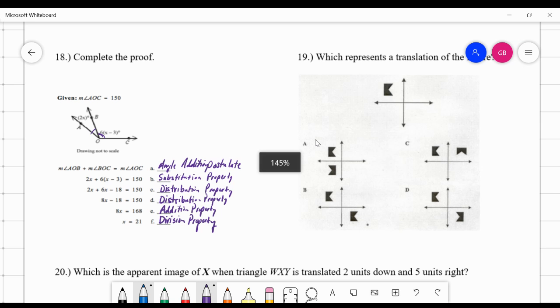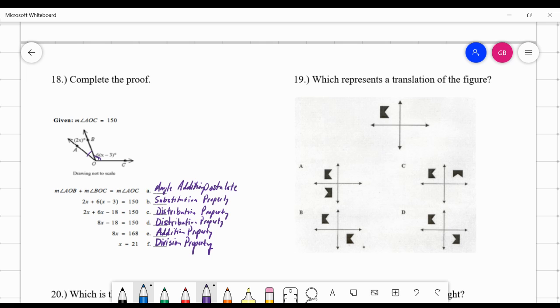19, which represents a translation of the figure. Translation means just to simply move. Okay, so A, it looks like a rotation, so that would not be it. C looks like a rotation too. B, there we go. B just moved, so it would be B. D looks like a rotation or a reflection or both.